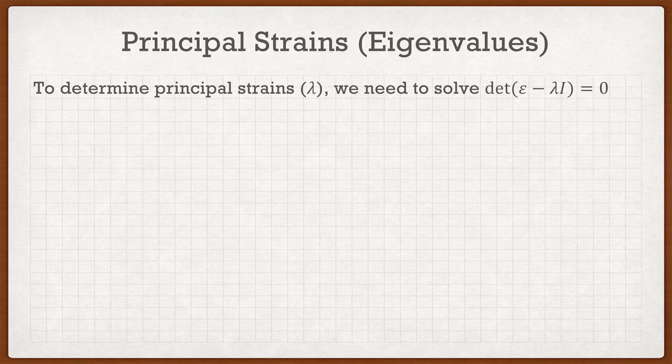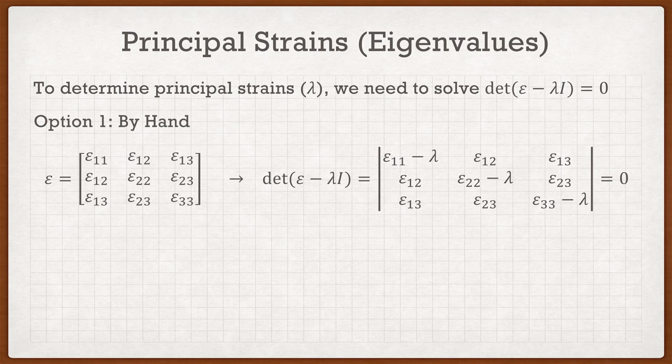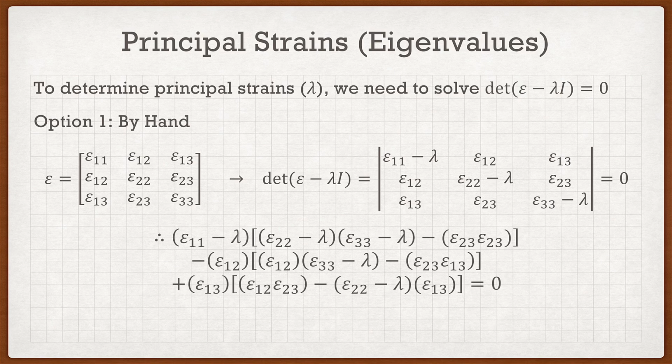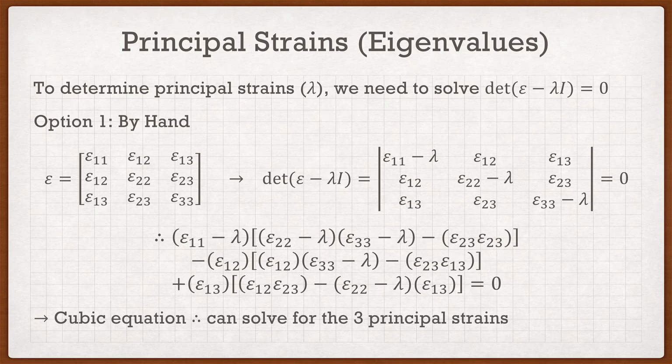So, quick review, to determine principal strains, which I called lambda, we need to solve the equation: the determinant of the strain matrix minus lambda I is equal to 0. So if we want to do it by hand, we just define our strain matrix, and then we take the strain minus lambda I, and the determinant of that is equal to 0. We get a nice long equation. However, there are some simplifications we can do to solve this cubic equation, because since it's cubic, we can solve for the 3 principal strains.